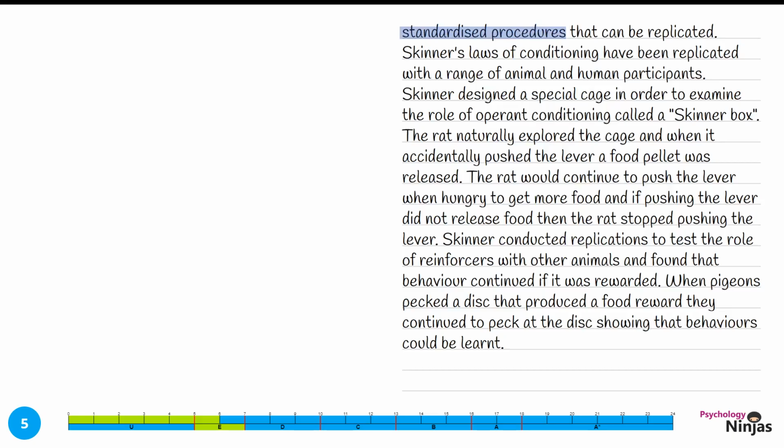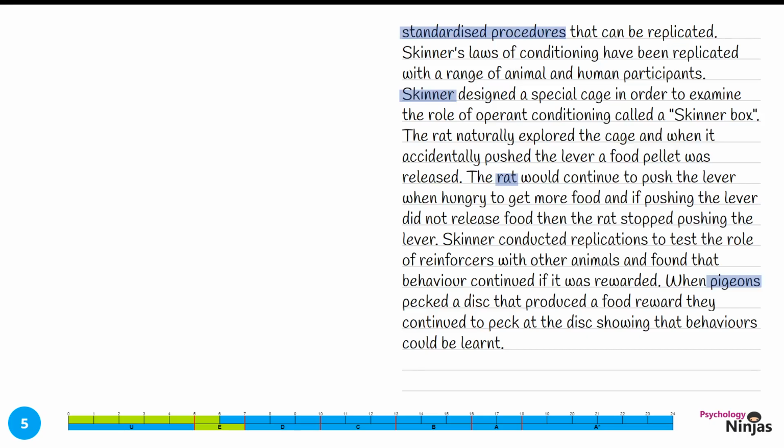When pigeons pecked a disc that produced a food reward, they continued to peck at the disc, showing that behaviours could be learnt. We've used Skinner's research here from learning theories and behaviourism. However, you could use lots of other different examples. We've gone into quite a lot of detail here because we're looking at replications. So we've talked about both rats and pigeons in order to illustrate our point. We've also gone into detail about the procedure in order to identify this standardised procedure as part of our explanation.